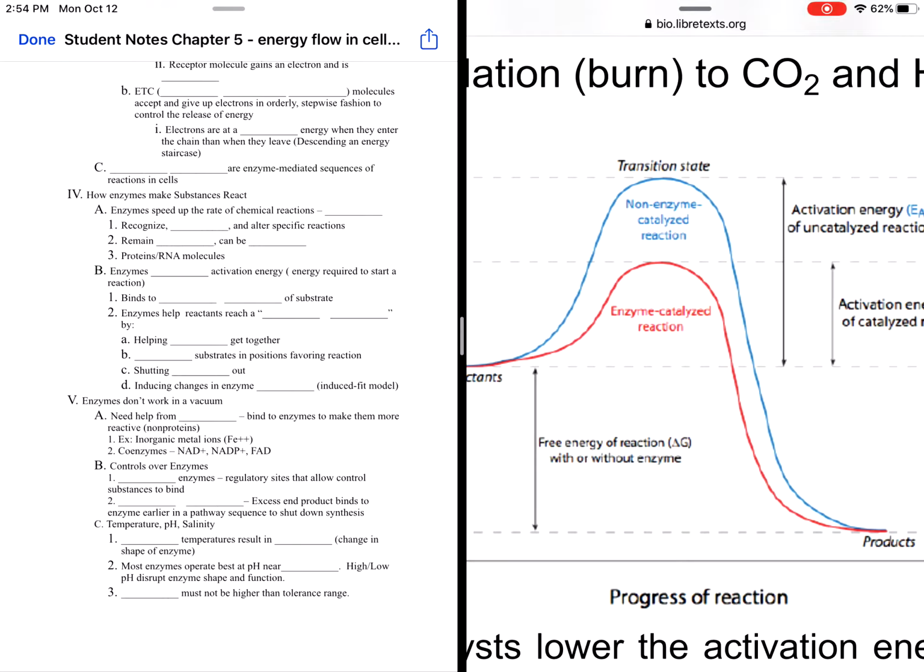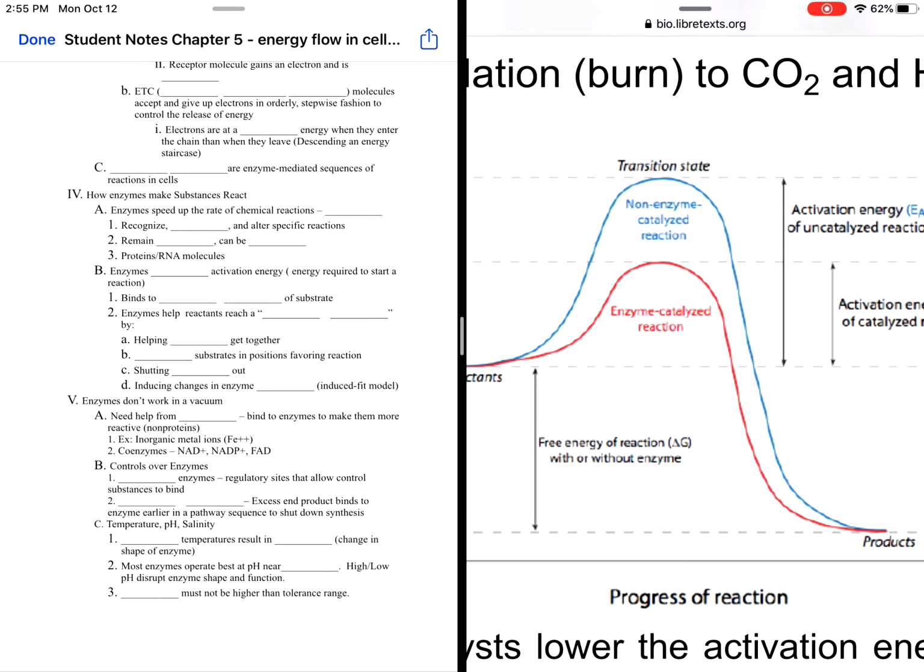Number 2, enzymes help the reactants reach a transition state by, first of all, helping substrates get together, so they're not floating randomly in the cell. They are at the same place at the same time. They will orient the substrates in positions favoring a reaction. Again, think of these as three-dimensional molecules. You've got to get the right side of the Legos fitting together or they're not going to go together. So they get them in the right orientation for that reaction to occur. They also shut water out because remember, water through condensation reactions or hydrolysis reactions will change the molecules.